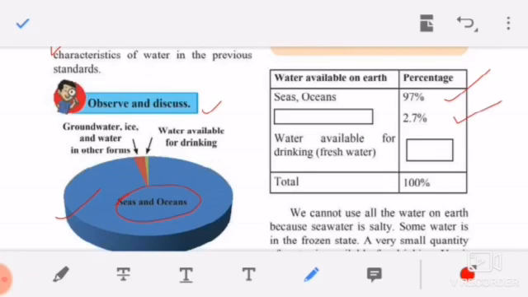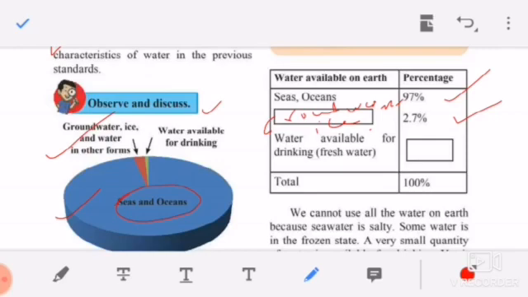See here, groundwater, ice and water in other forms. Can you see this brown part? That is what? Groundwater. You have to write it here: groundwater, ice and water in other forms. Now children, some water is stored under the ground. Some water is in the ice form. On the Himalayas, mountains, glaciers are formed. There the water is converted into ice form.